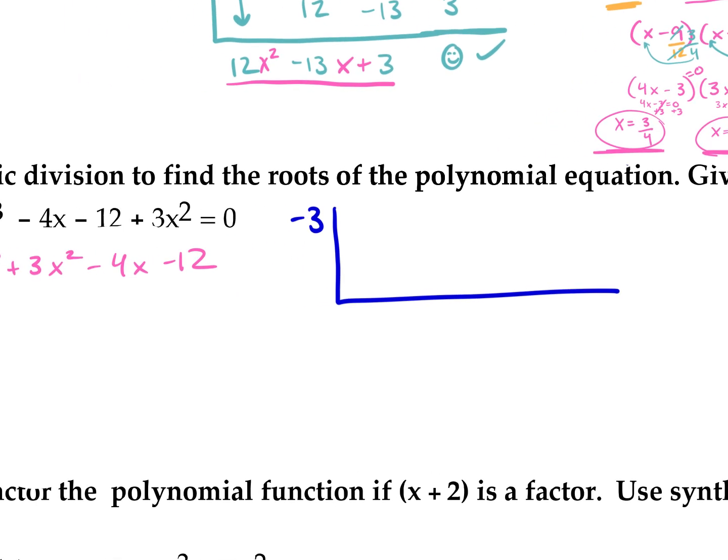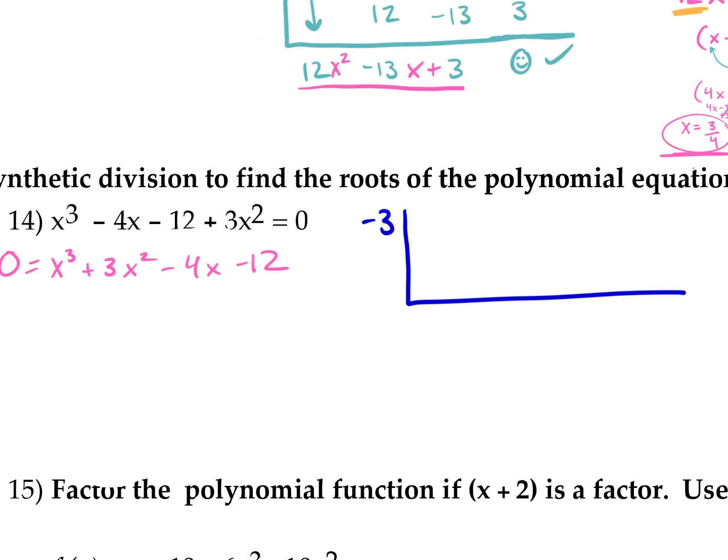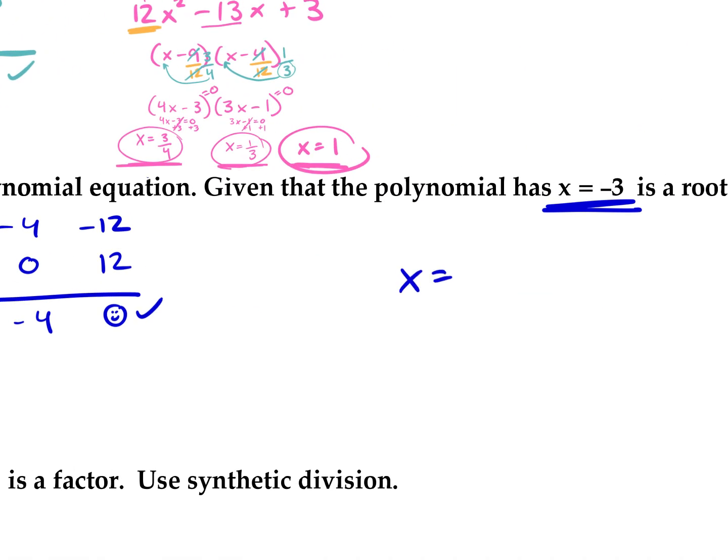Then inside the box, we're going to put our coefficients. Make sure you put your coefficients in the new order that you have, so in standard form. And we're not missing any terms, so we're good to go there. So 1, 3, -4, -12. So we're going to drop down the 1, multiply on the outside, we get -3. Add 0, multiply 0, add -4, multiply 12, add 0. Does -3 work? Yeah. We knew that it was going to work in the beginning because it told us that it was a 0. But x is equal to -3.